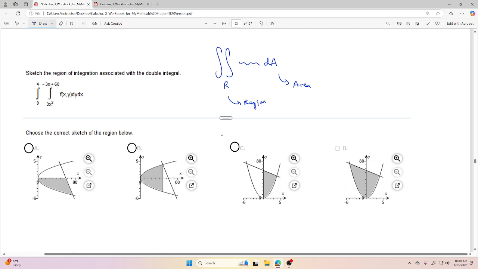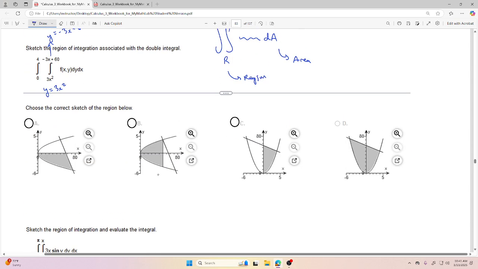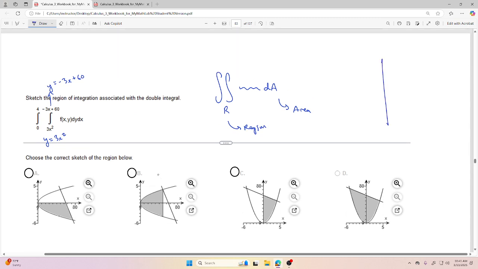So what I'm looking at is, first off, this is y equals 3x squared. This right here is y equals negative 3x plus 60. And those are my functions. I want to graph those on my own, if that's okay. So I got 3x squared. Whoosh, whoosh, right? Not too bad there. This is a line. I'm starting at 60, which is pretty high, and I'm going down with a negative slope like that. I think that's good enough.